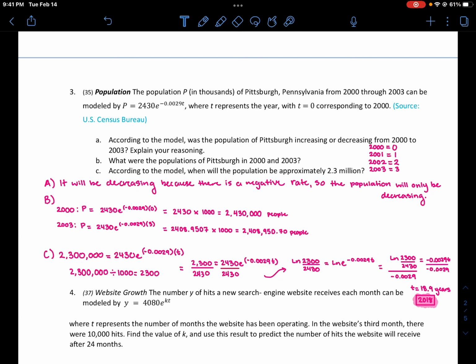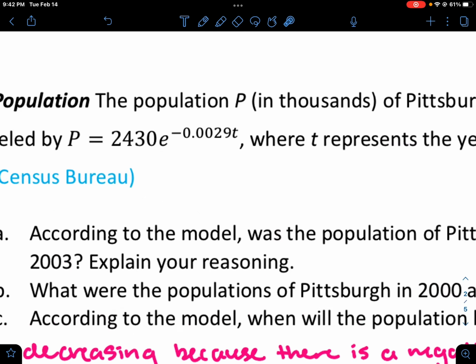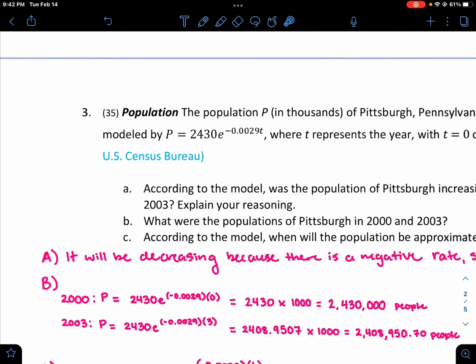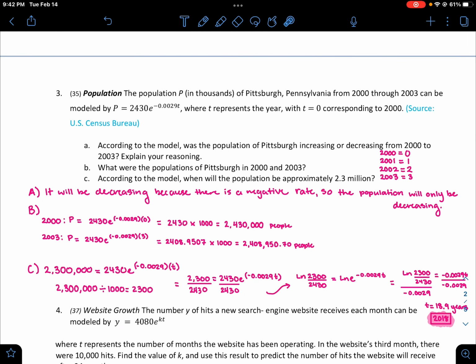Okay, so I'm going to be explaining problem number 3, which is a population growth and decay problem. For A, it wants us to figure out if the population is increasing or decreasing. We can figure that out by looking at our rate, which is right here. Since there's a negative right there, the population will be decreasing since it's a negative rate.